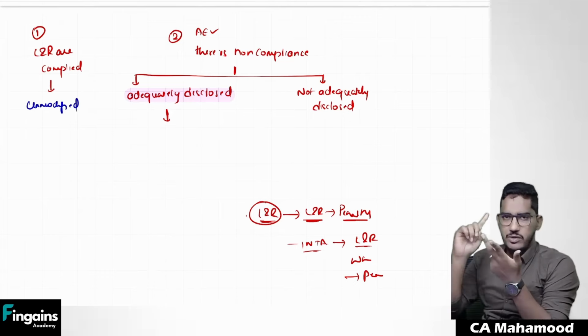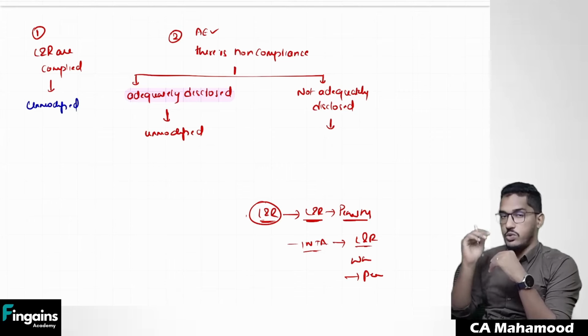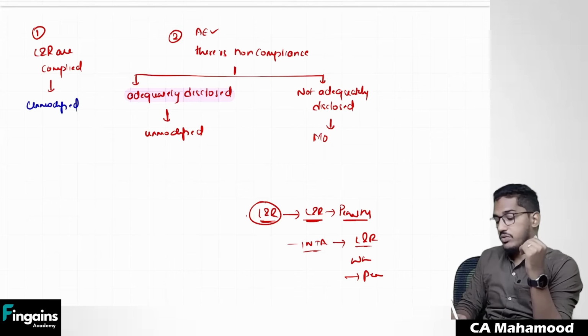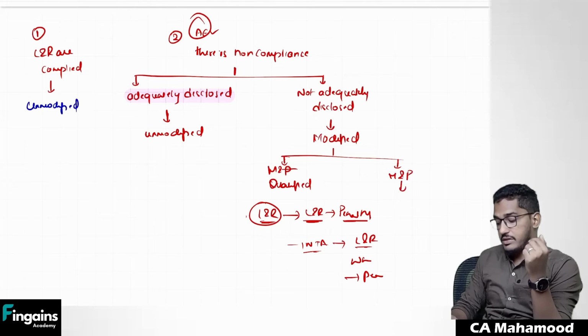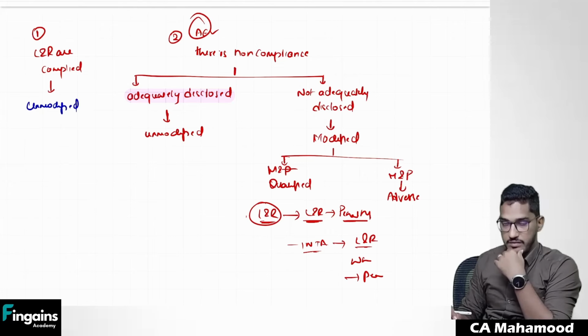You tell me, in that case, are the financial statements giving a true and fair view? The financial statements are not giving a true and fair view. You have to modify your opinion. And what kind of modification will you give? Since you have evidence that there is a non-compliance, and you know that it is not adequately disclosed, if the effect of that non-compliance is only material but not pervasive, you will give only qualified. If the effect of that non-compliance on the financial statements is material and also pervasive, you will give adverse, because this is a case of availability of audit evidence.